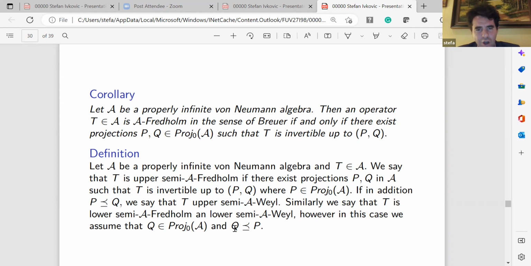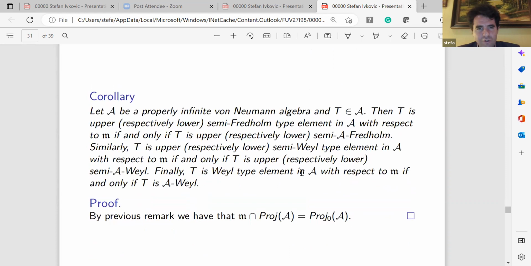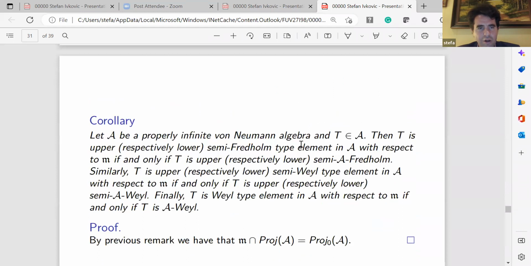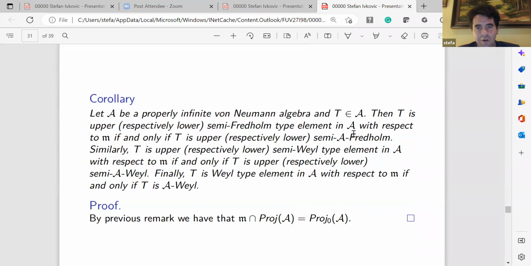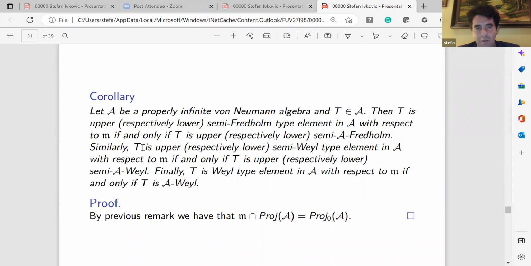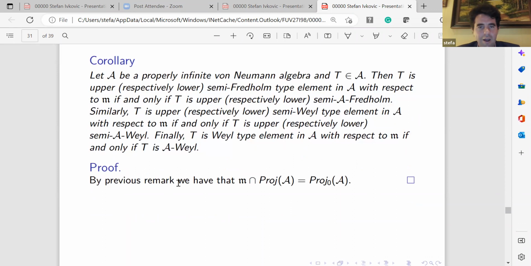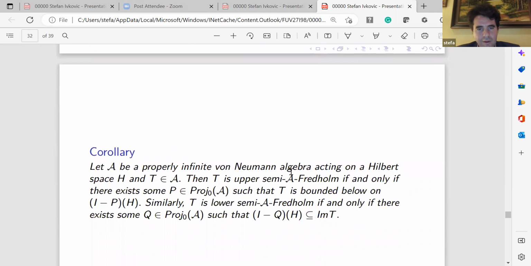And then, as a corollary, which is again a corollary of this remark and this result, if A is a properly infinite von Neumann algebra and T is in A, then T is an upper, respectively lower, semi-Fredholm type element in A with respect to this ideal M if and only if T is upper, respectively lower, semi-A Fredholm in the sense of the definition which I was reading here. And similarly regarding semi-Weyl type elements: T is an upper, respectively lower, semi-Weyl type element in A with respect to this ideal M if and only if T is upper, respectively lower, semi-A Weyl in the sense of this definition. And likewise for Weyl type elements with respect to M and A-Weyl operators in the sense of the above definition. As I said, this follows thanks to this relation here. And now we have some corollaries from these abstract results which we were reading before.